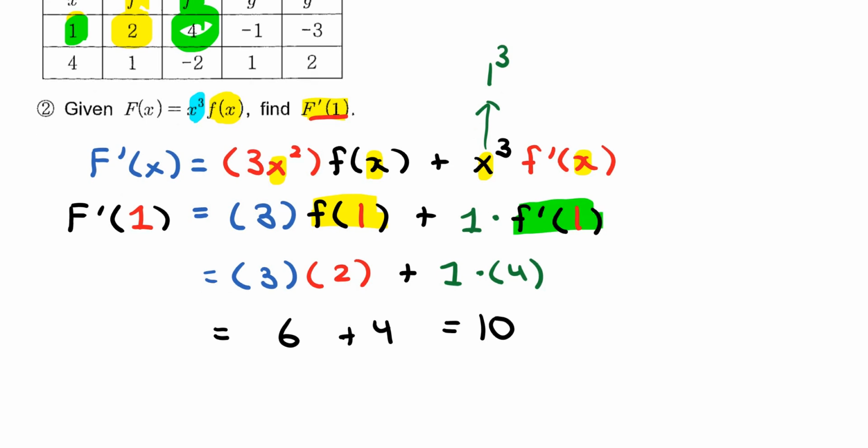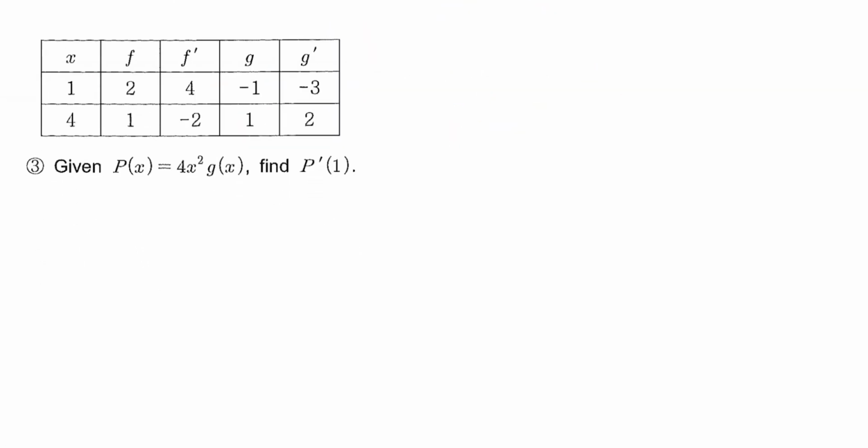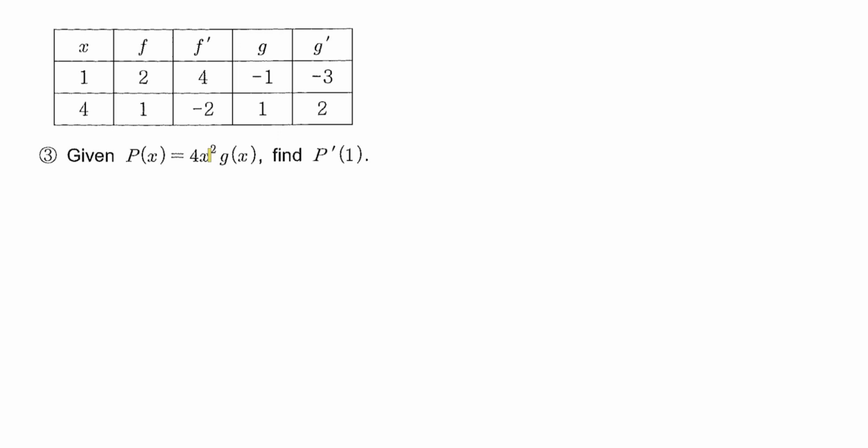All right, so these questions aren't too bad. You just have to be pretty good with the product rule here. So I have another product over here, 4x squared times g of x, and I need to find p prime of 1. So let's go ahead and find the derivative of p of x.